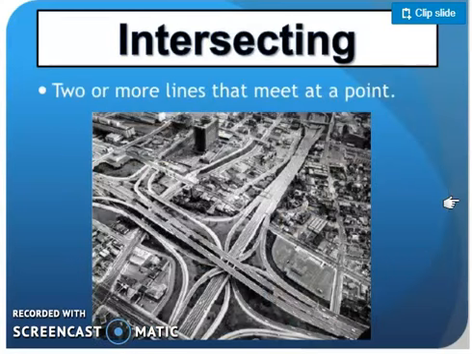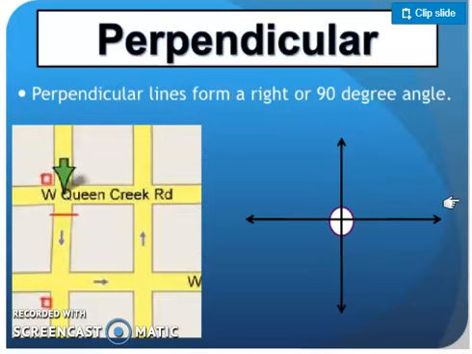Now, intersecting lines. When two or more lines meet at the same point or crisscross at the same point, they are known as intersecting lines. Now, perpendicular lines. Perpendicular lines form a right or a 90-degree angle. Right angle means a 90-degree angle, and this shape follows a 90-degree angle.